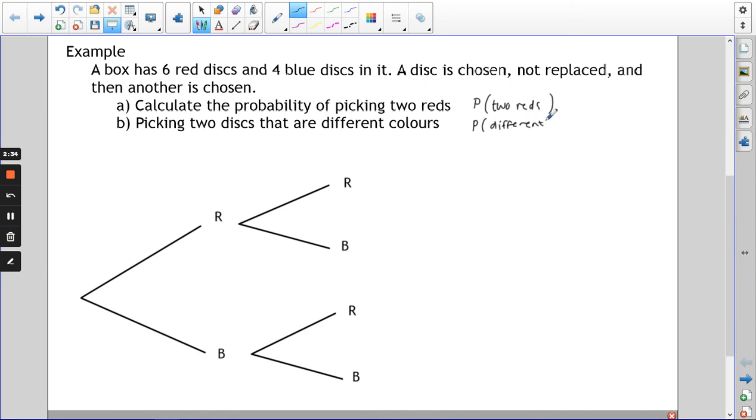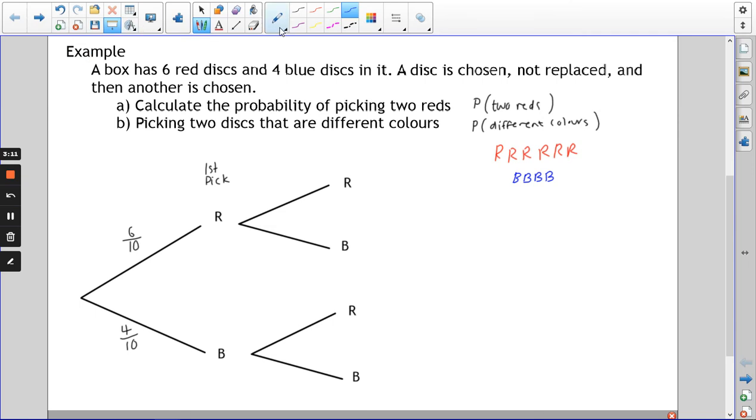So what we've got in this box is 6 reds and 4 blues. On your first pick there are 10 discs, so both fractions are out of 10. 6 of them are red, 4 of them are blue. If I went red, red, red, this is the 6 red ones, and then we've got the 4 blue ones. So when we first start, that's the contents of the box: 6 reds, 4 blues, 6 out of 10, 4 out of 10.